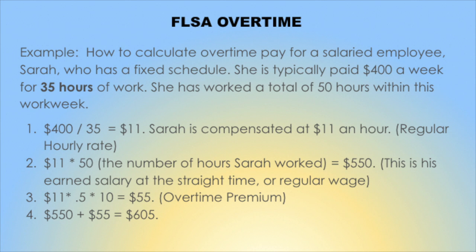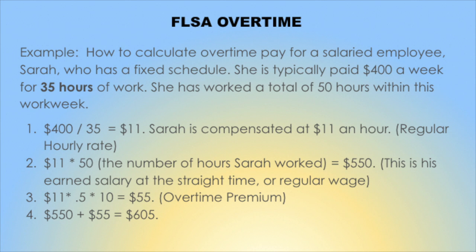So, if the employee is hired at the salary of 400 and it is understood that the salary is compensation for a regular work week of 35 hours, the employee's regular rate of pay is 400 divided by 35 hours, which gives us $11 an hour. That is the regular hourly rate. And then we have to calculate the overtime premium for the hours that are worked above 40.